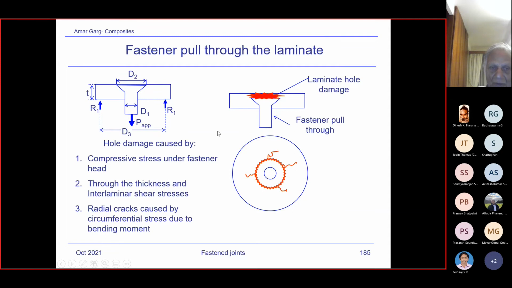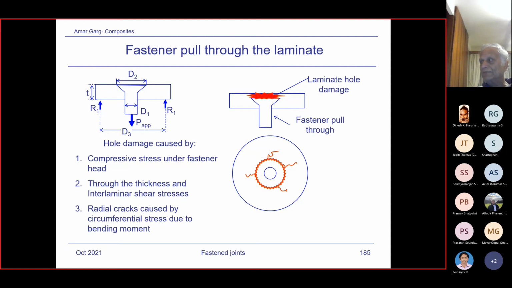So you see what happens when you're pulling this, there's a bending. Circumferential stresses are created in bend due to bending, and you can see these cracks in the laminate. When the cracks occur, the hole gets enlarged and the fastener can just pull through. So the fastener doesn't fail, but the laminate fails. I've seen in many cases cracks like that in the test. The laminates crack, and the fastener just pulls out rather than fastener failure.